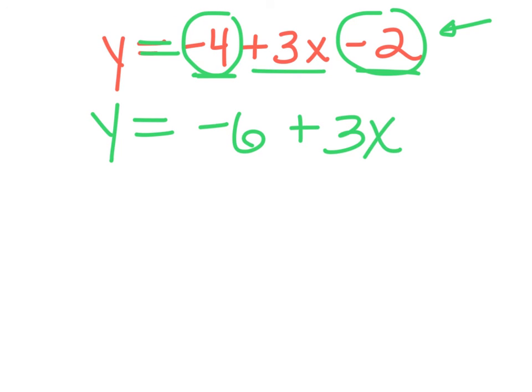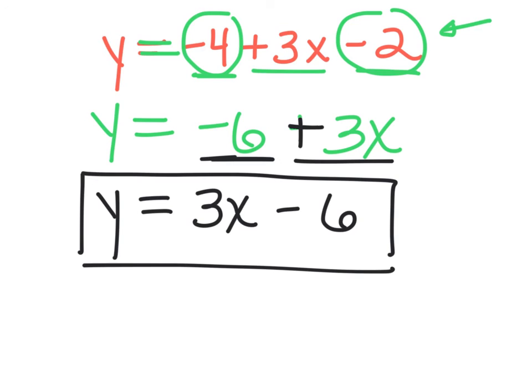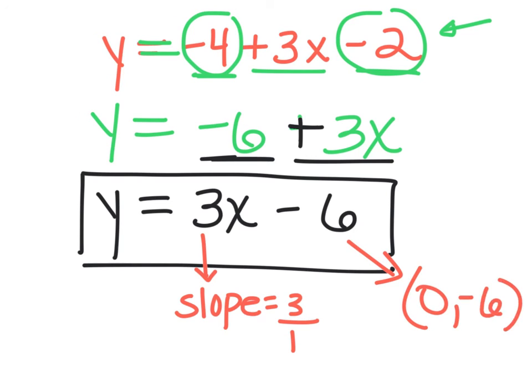Okay, now when I look at this, I think, oh, I think this is going to make a line, but it's not quite written in slope-intercept form. To write it in slope-intercept form, remember, we want the x first. So it looks like it's a positive 3x, so I'm going to just flip-flop it. I'm going to write y equals 3x, and then it says plus negative 6 or minus 6. So there is my correct equation. It still says y equals, it's just got the x first. And it says 3x minus 6. Now I can easily see my slope is 3. So your slope is 3, or 3 over 1, and your y-intercept is 0, negative 6, or negative 6.